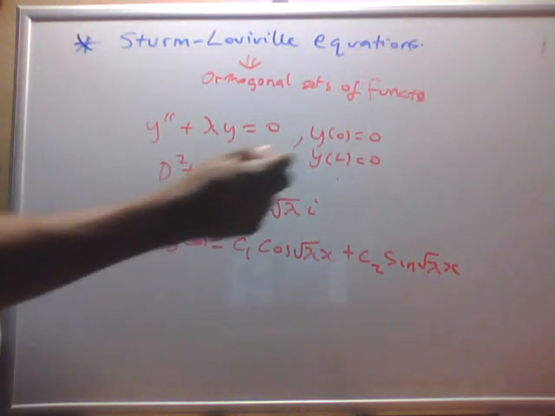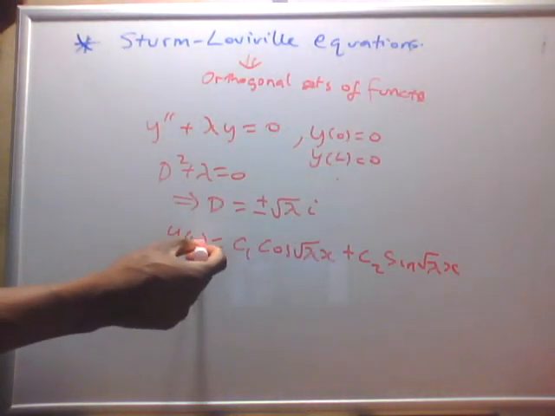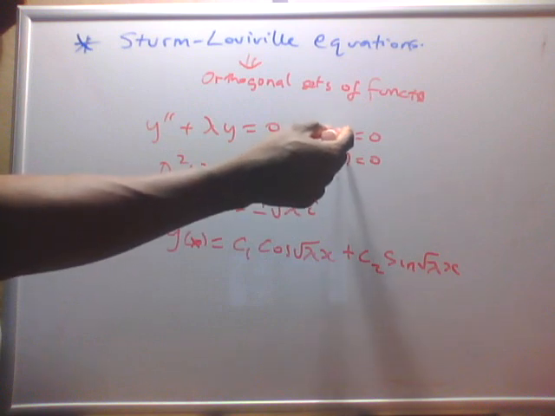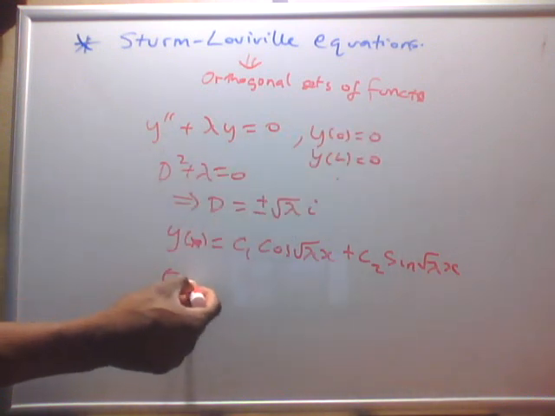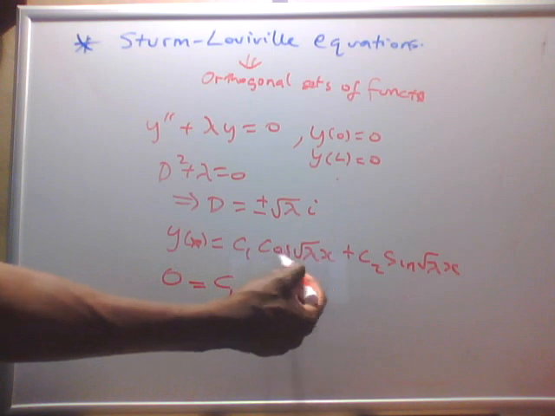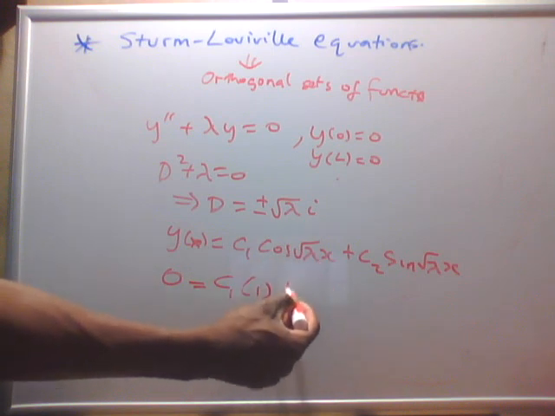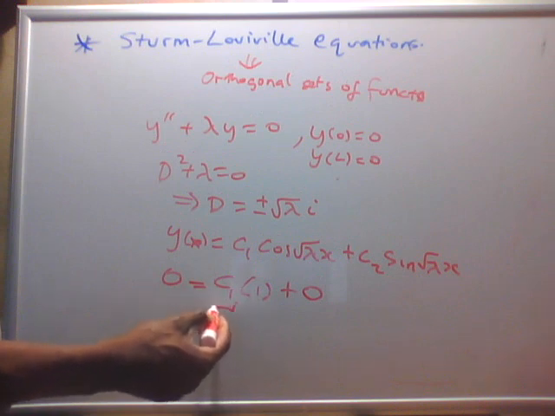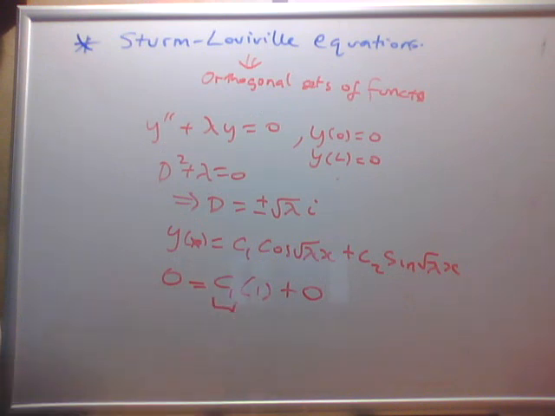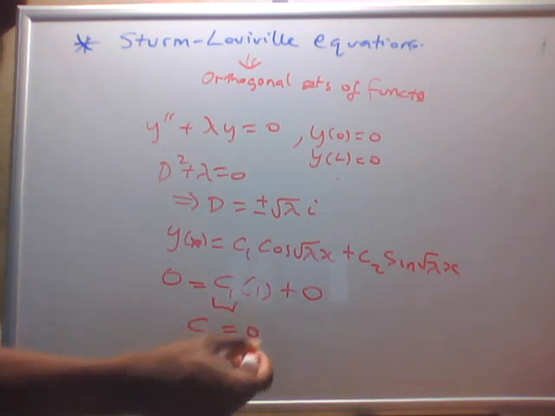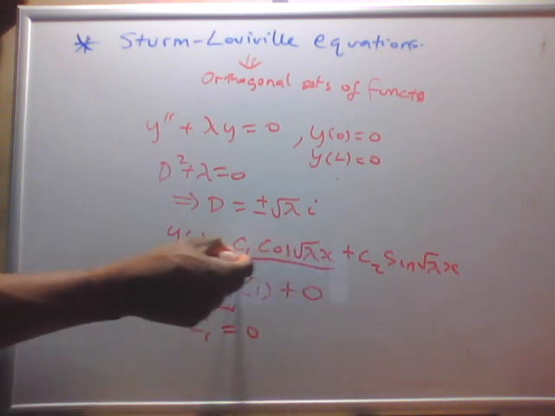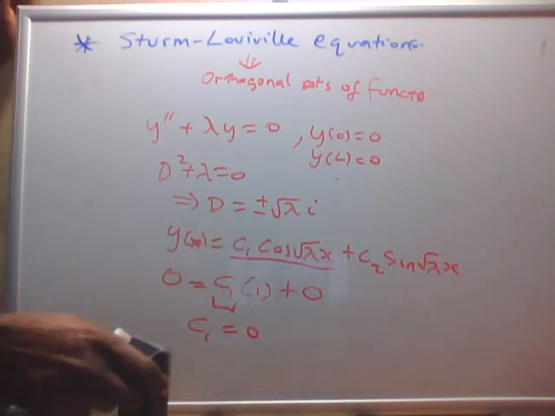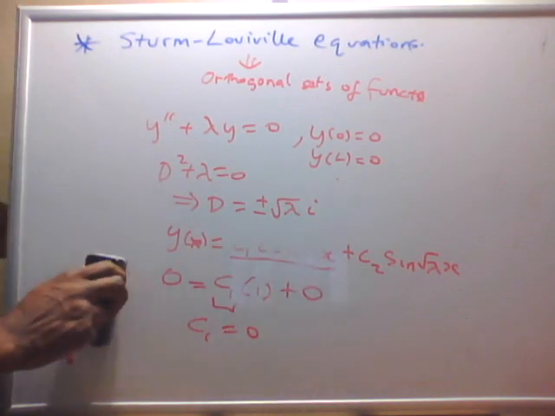Okay, applying this boundary condition tells you, so if I plug in x equals 0, I get 0 equals c1 times cosine of 0, which is 1, plus c2 times sine of 0, which is 0. So c1 has to equal 0 for this to be true. Okay, and if c1 equals 0, then we have only the sine term left because this goes off.